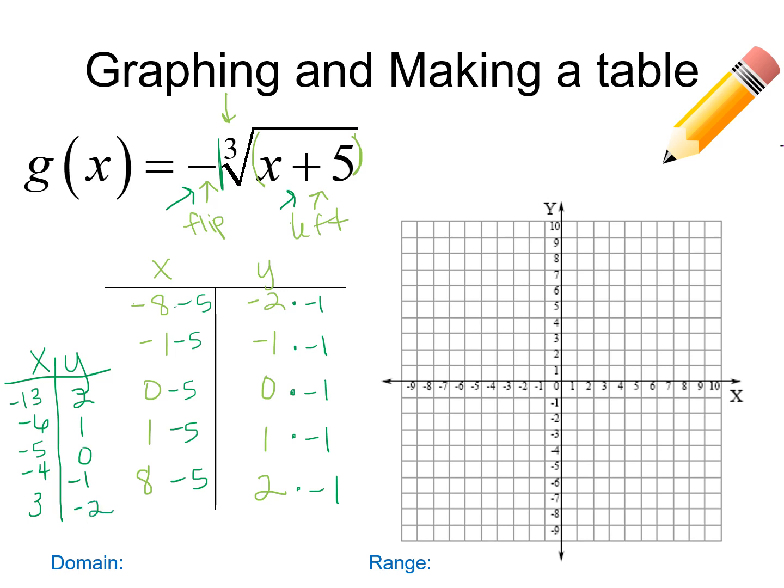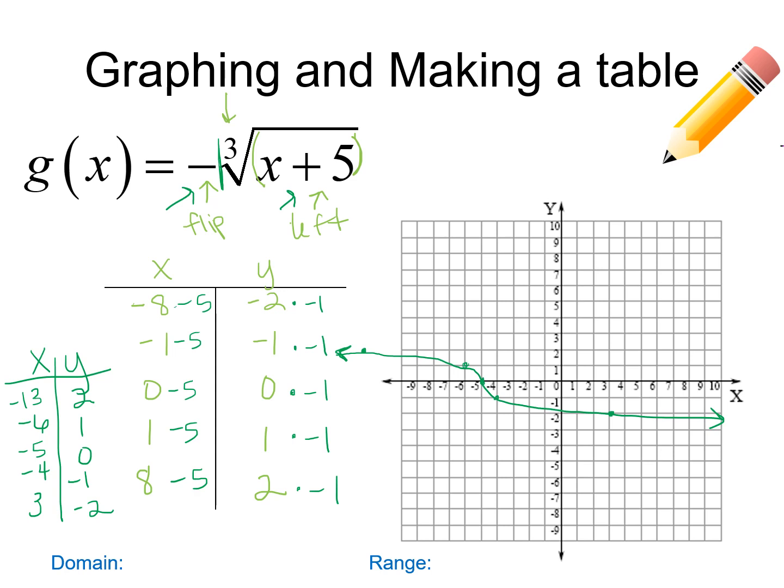So again, taking those points and just plotting them. -13 gets a little bit off our graph, so we can imagine it's about over here. -6, 1 we'll put here, -5, 0 here, -4, -1, and then we go all the way over to 3, -2. So again, this one looks a little bit different because it does go both directions because we can have negatives under our cube root function. So our cube root function is more of an S shape, but there are arrows on both ends because again, we can have negatives under our cube roots.